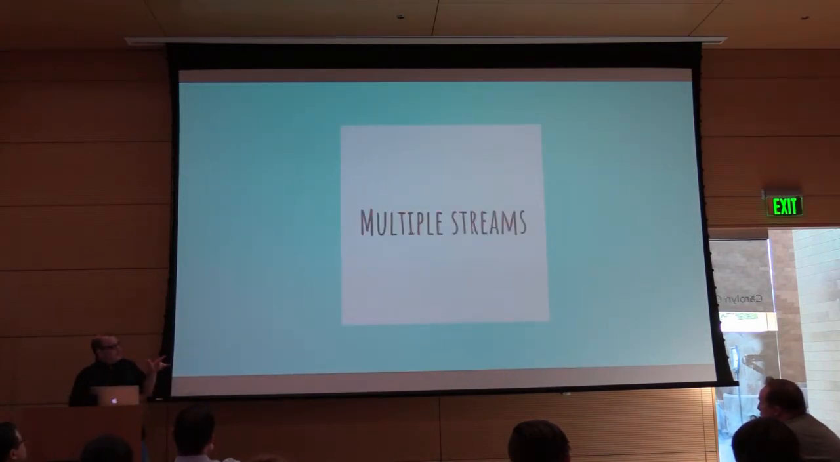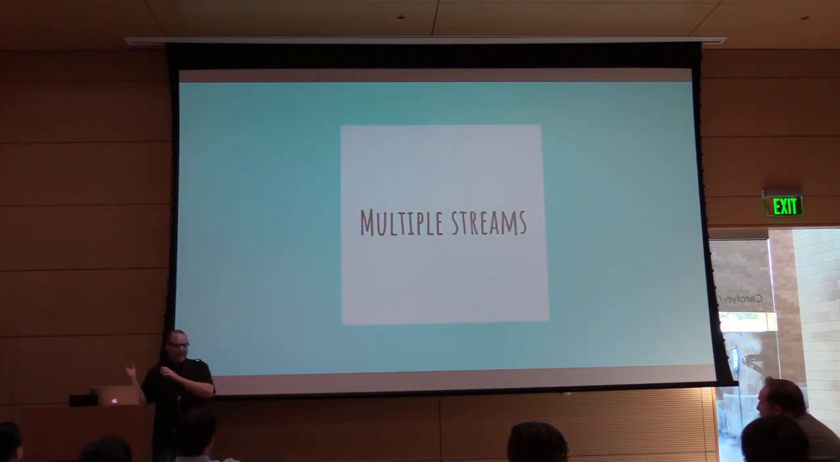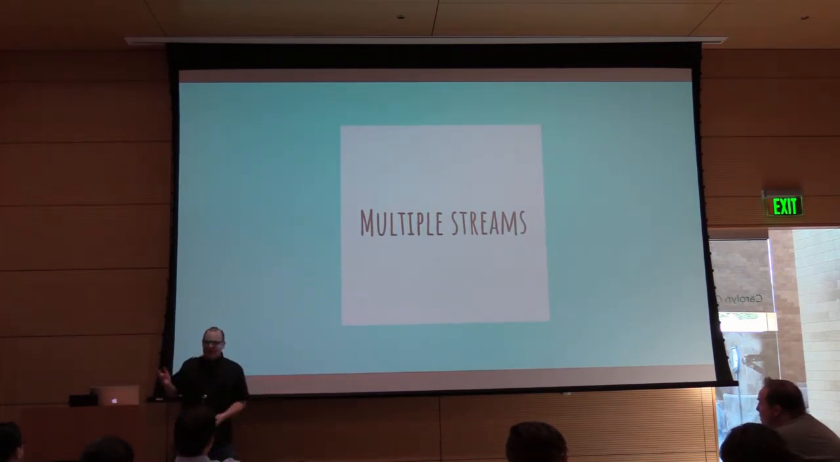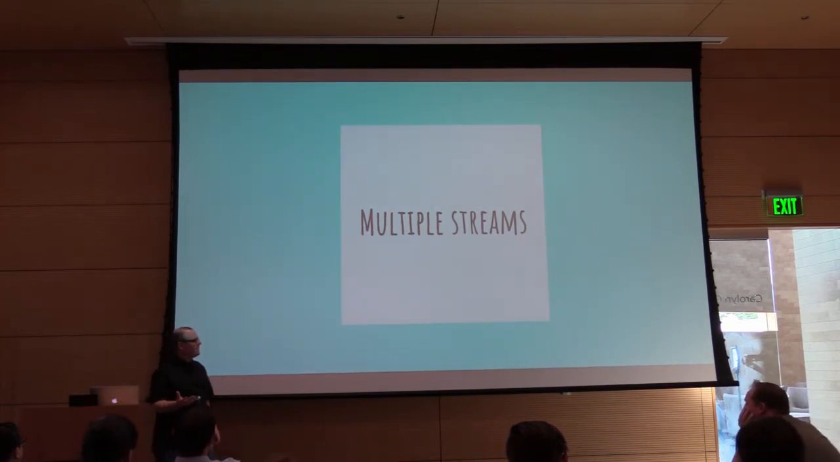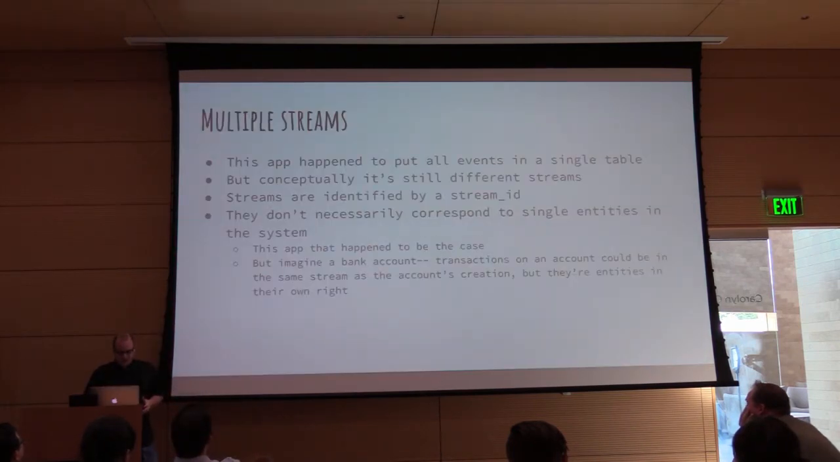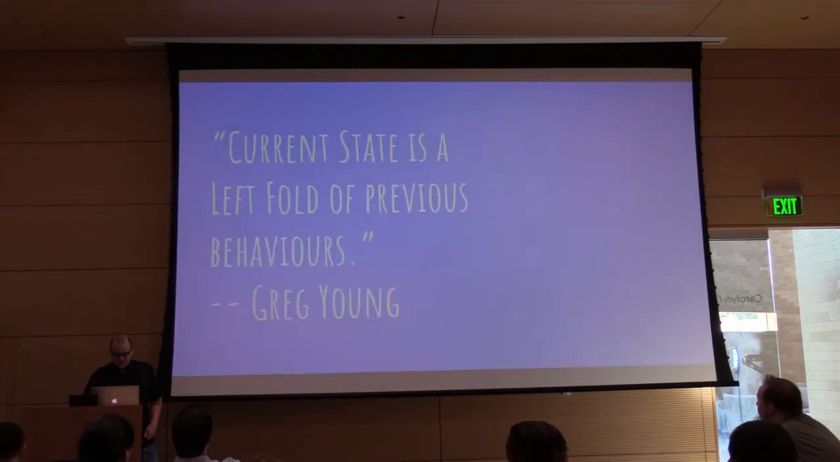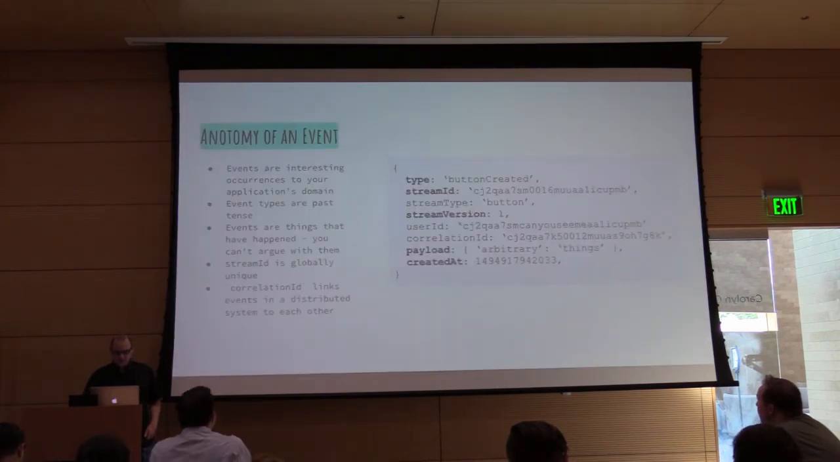So one thing I want to hit, we didn't hit this last month, was that an event source system is not an event stream. In my application, I happen to model it as a single table in an SQLite database, but it's actually conceptually multiple streams. So again, the app happened to put it in the same table. So the streams, if we go back up to the event definition, are identified by the stream ID.